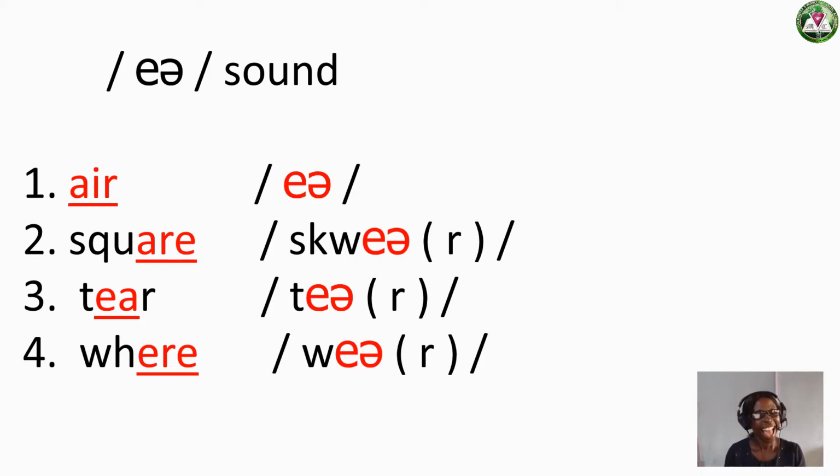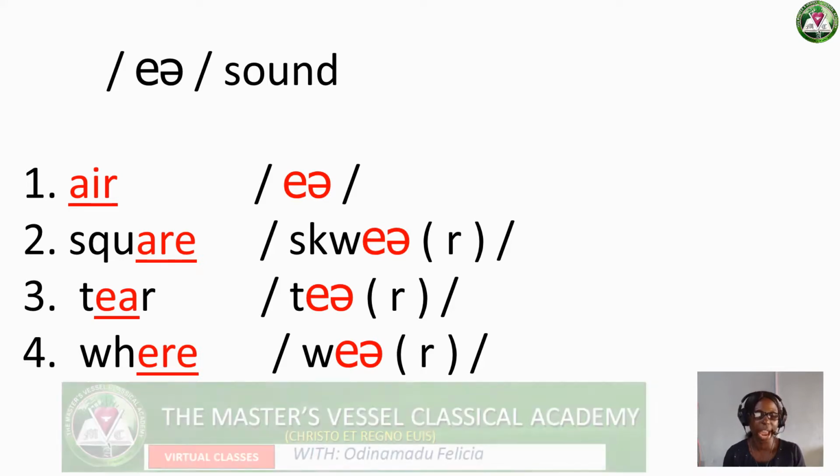Air. Number 2, we have square. Now look at the transcription. Remember, you do it with your dictionary. All right. Both the transcription and the word are pronounced the same. Square. All right. We have tear. We also have wear.